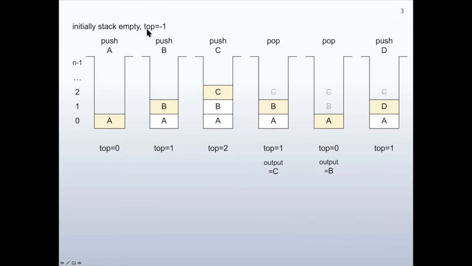Initially, the stack is empty and top is initialized to -1. Notice that the array index is starting with 0. Because of that, -1 is used to represent an empty stack.